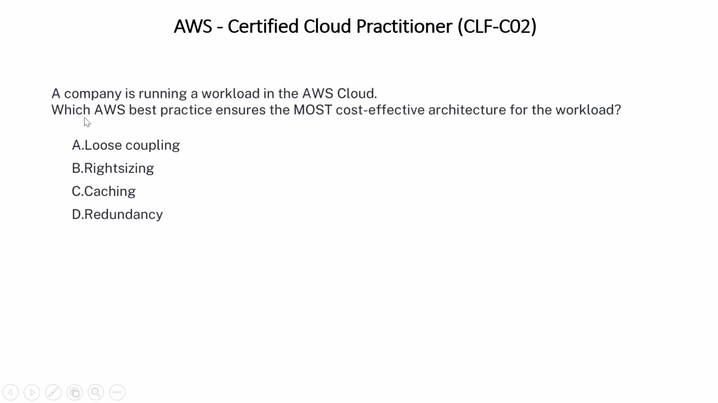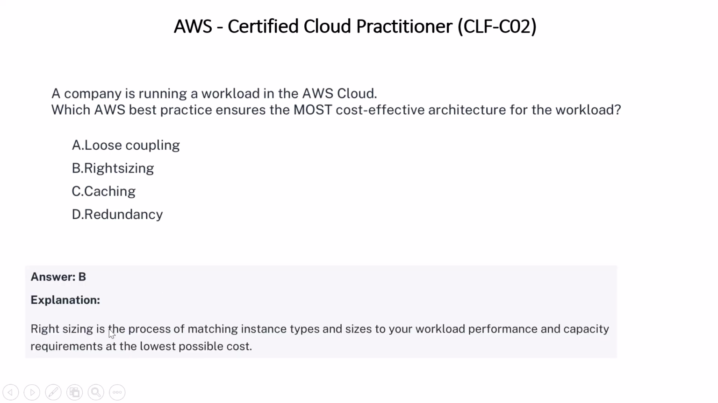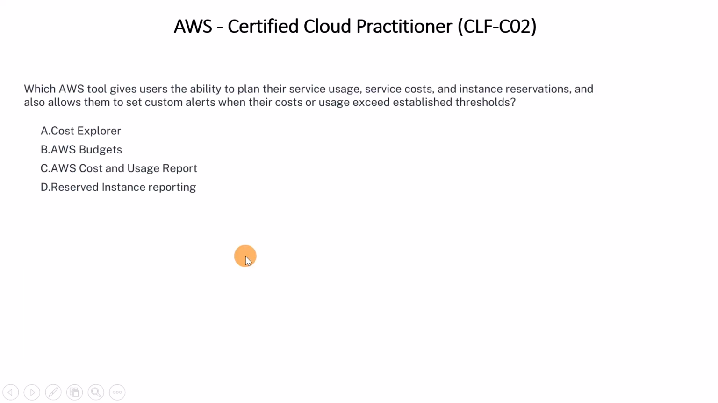Next question. A company is running a workload in the AWS cloud. Which AWS best practice ensures the most cost effective architecture for the workload? The options are option A, loose coupling, option B, right sizing, option C, caching, option D, redundancy. The correct answer is option B, right sizing. Right sizing is the process of matching instance types and sizes to your workload performance and capacity requirements at the lowest possible cost.